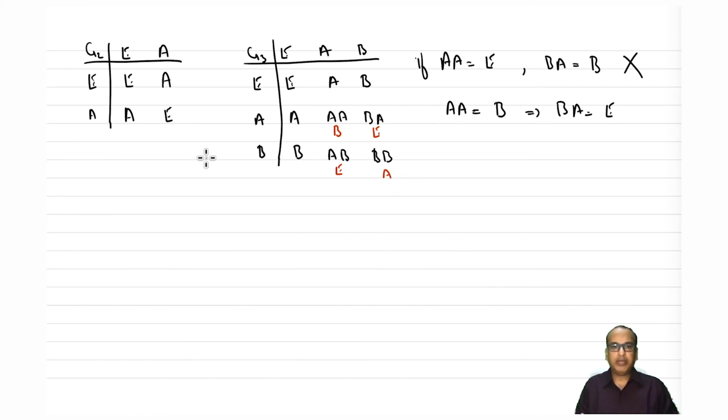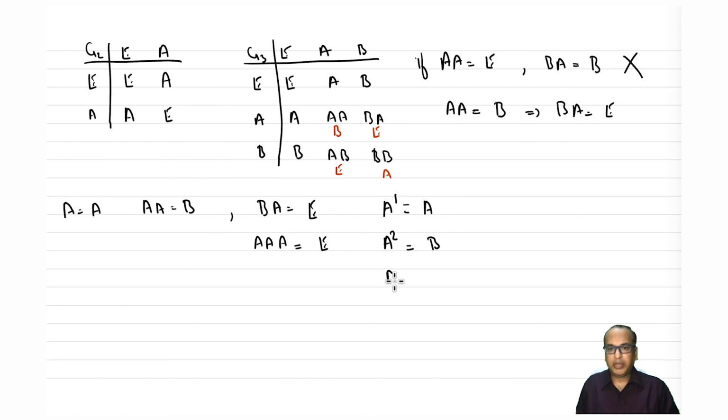So now you notice a very interesting thing over here: A A is equal to B and B A is equal to E, and B A is nothing but A A A. So this becomes A A A is equal to E. So if you correlate, A to the power 1 is A, A to the power 2 is B, A to the power 3 is E, right?